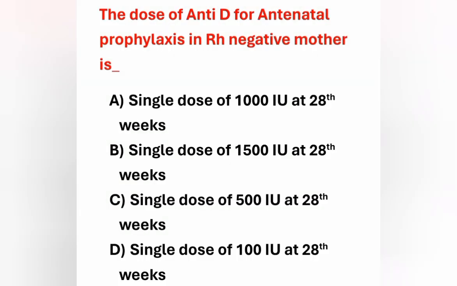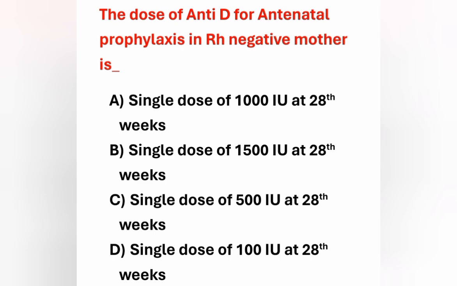The dose of anti-D for antenatal prophylaxis in Rh negative mother is? Options. Option A, single dose of 1000 IU at 28th week. Option B, single dose of 1500 international units at 28th week.